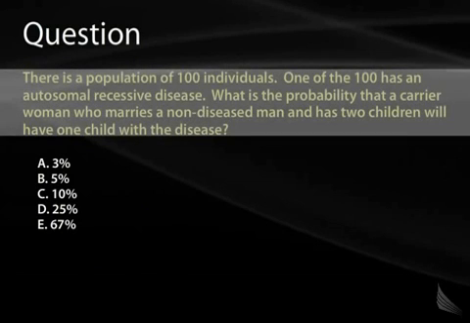So let's look at another practice question here. There's a population of 100 individuals. One of the 100 has an autosomal recessive disease. What is the probability that a carrier woman who marries a non-diseased man and has 2 children will have 1 child with the disease? Is it 3%, 5%, 10%, 25%, or 67%?